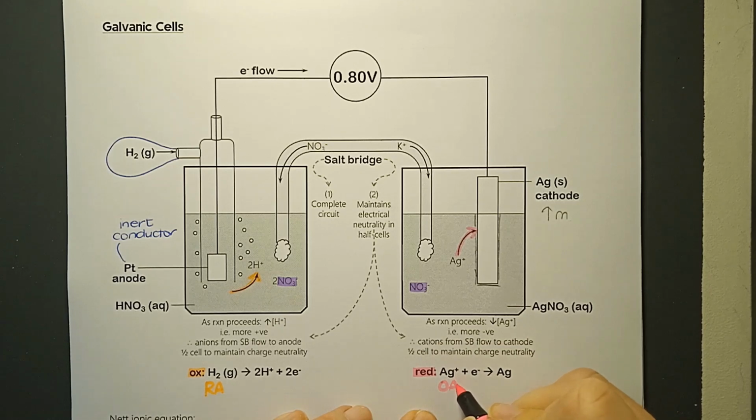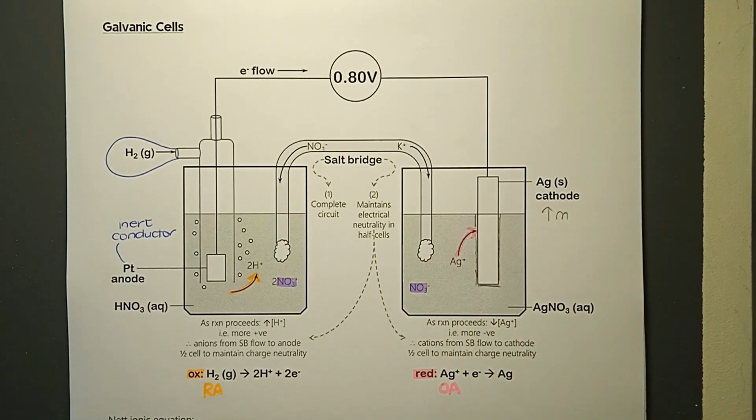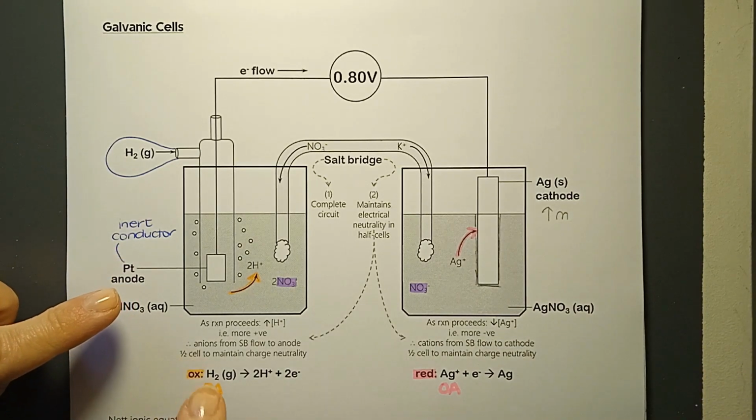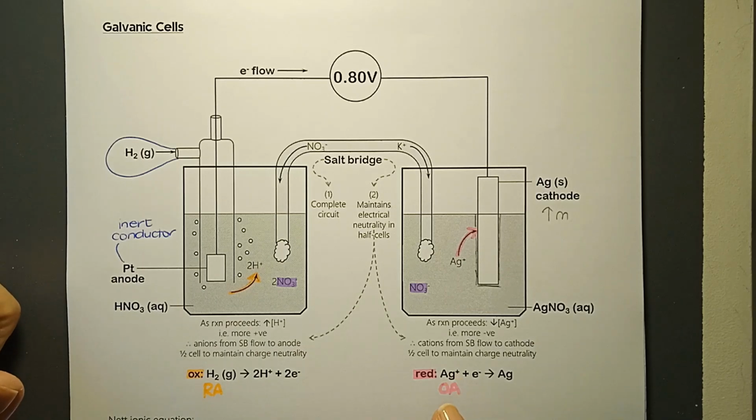So it's very important to keep track of what everything is. The platinum is the anode, the hydrogen is the reducing agent, the silver ions are the oxidizing agent, and the silver is the cathode. There are going to be some cases where an anode and a reducing agent might be the same thing if it's a solid, but if it's a gas, like in this situation, then obviously you need a separate anode.